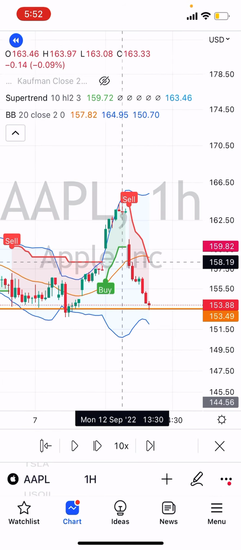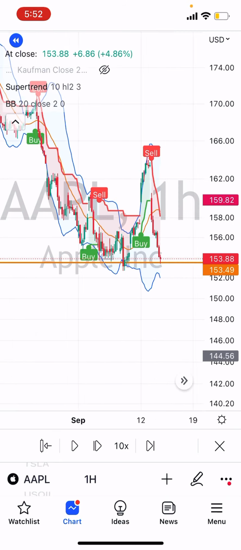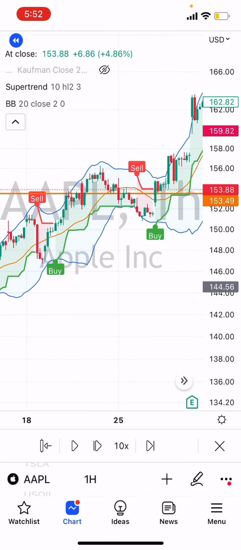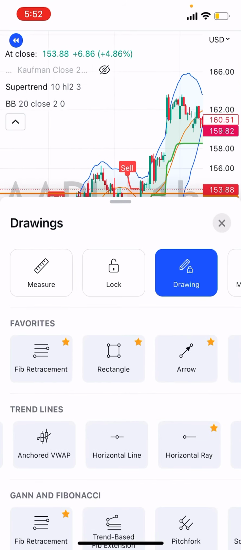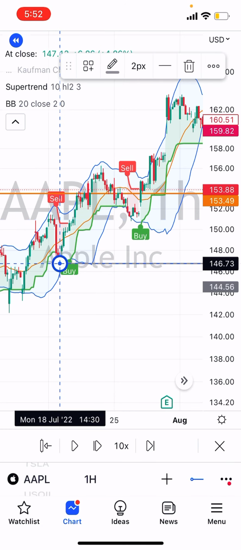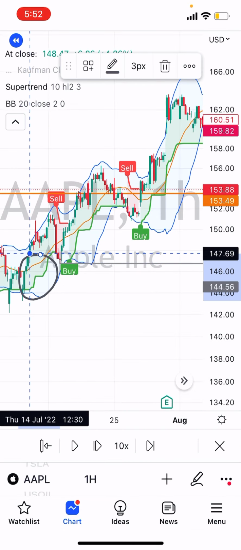Price on this Bollinger Band is above Apple to go down. So we're going to take price down, short her down to previous lows. So we're going to go over here and draw a horizontal line right here, just above the previous Bollinger Band, which is right there.